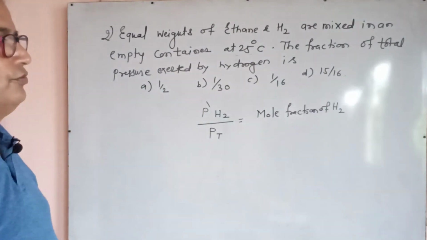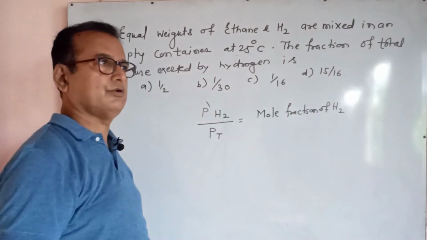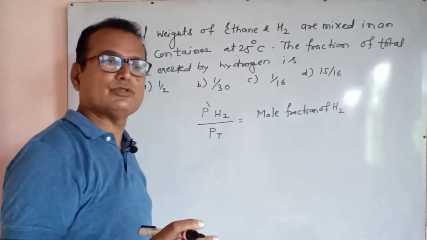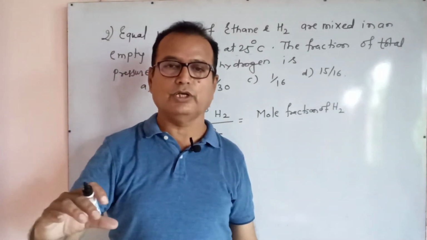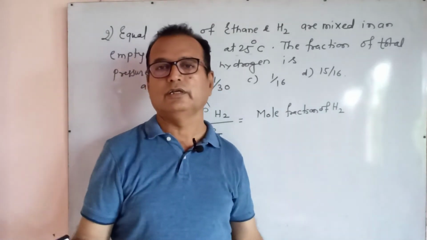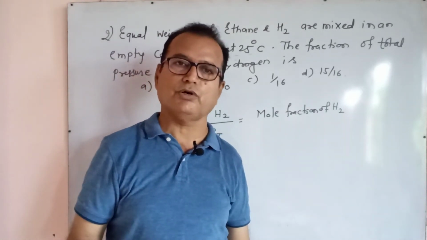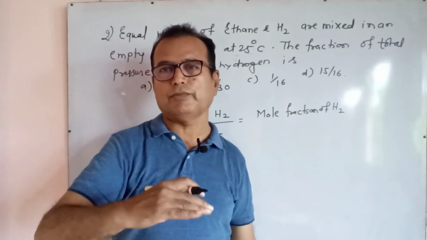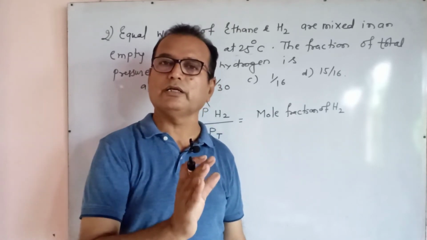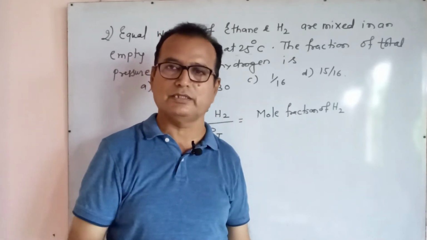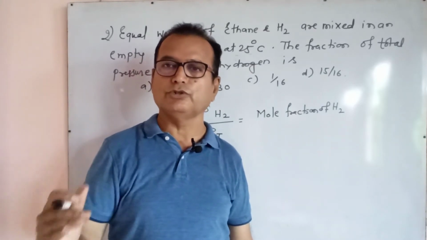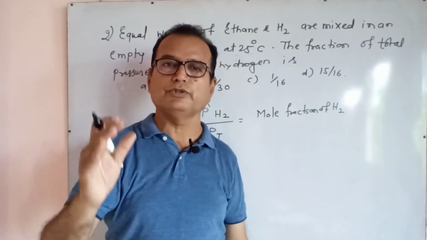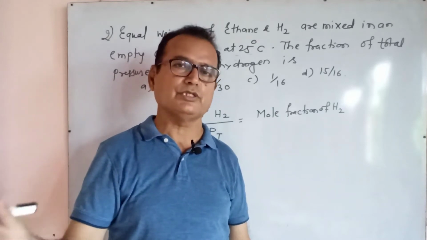You know that the mole fraction of hydrogen means the number of moles of hydrogen divided by the total number of moles of hydrogen and ethane. When two gases are mixed, it is N1 upon N1 plus N2 if you are determining the mole fraction for N1 moles of gas, and N2 upon N1 plus N2 if you are determining it for N2 moles of gas.